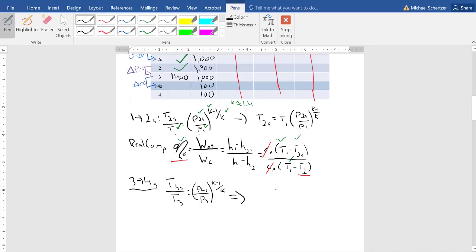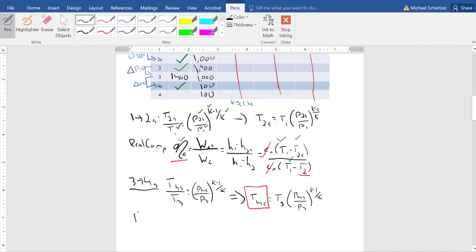So here I can see that T4s is equal to T3 multiplied by P4s over P3, all to the k minus 1 over k, right? Now, the only thing that I don't know here is T4s, right? So now I found T4s.